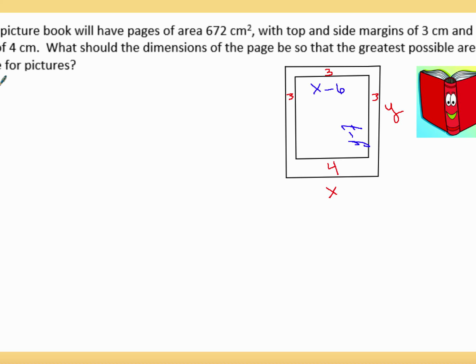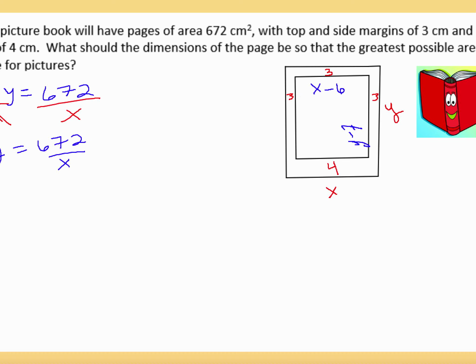I also should know that X times Y, the dimension of the pages, has to equal 672 centimeters squared. We're going to solve this for one variable. It doesn't matter which. I have a tendency to solve for Y, so that's what I'm going to do. I get that Y is equal to 672 divided by X. That's just for the outside of the pages. Remember, we're trying to maximize the inside, the picture area, that printed part.